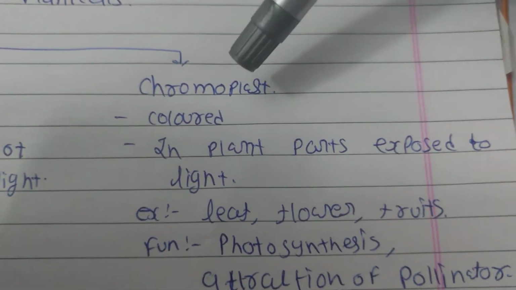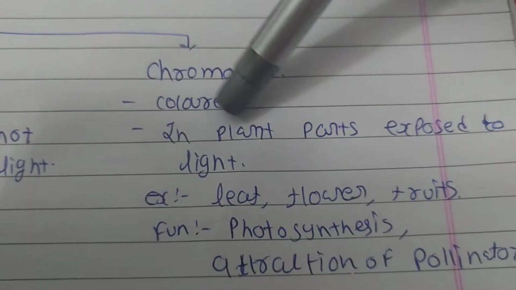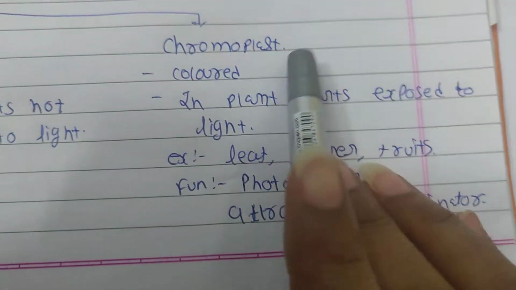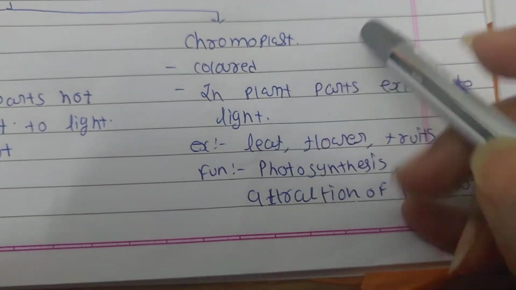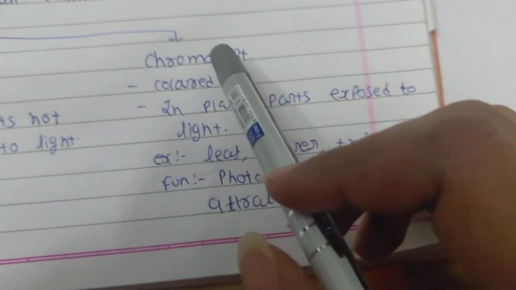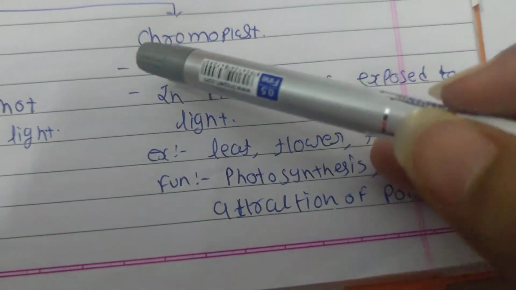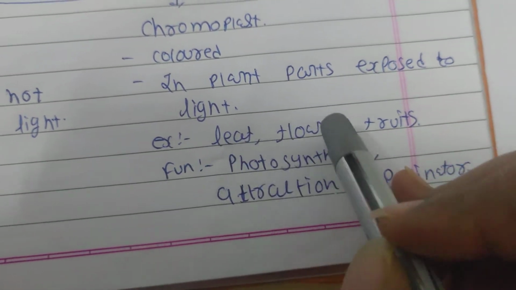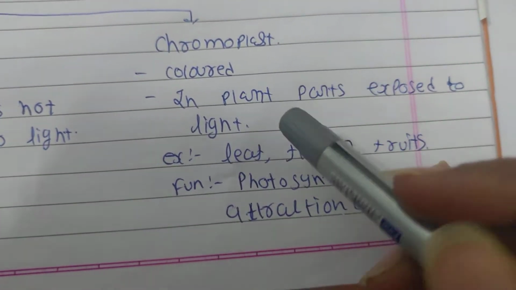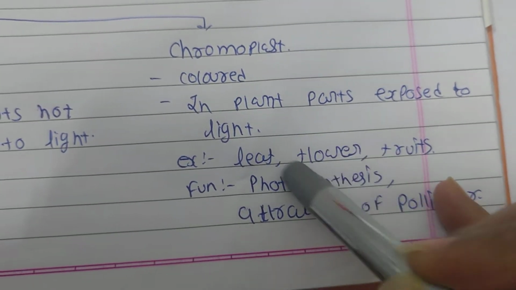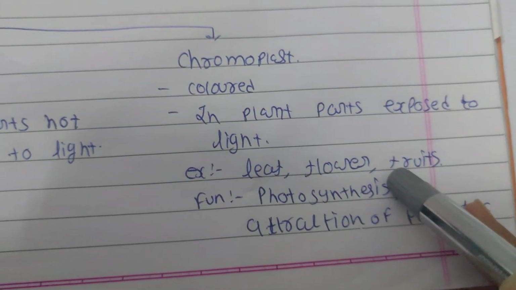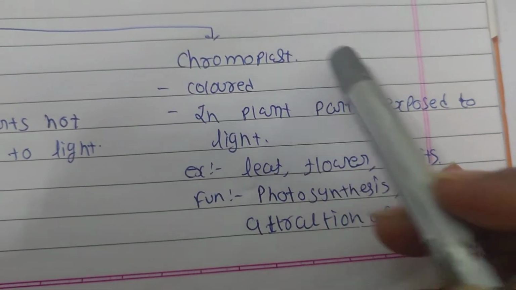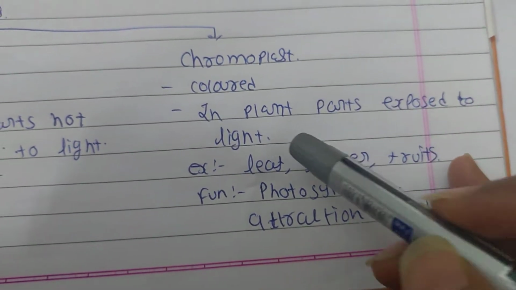Whereas the chromoplasts are the colored plastids. They are present in plant parts which are exposed to light, where sunlight falls directly, so obviously the aerial parts of the plant have the chromoplast, like the leaf, flower and fruits. We already know that the leaf has green color, flowers have different colors, and fruits also possess colors. Why do they have these colors? Because of the chromoplast.